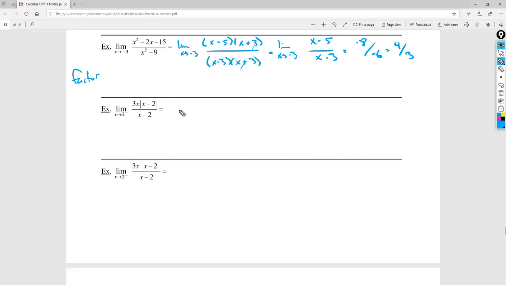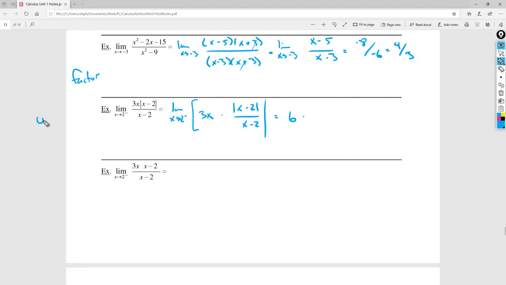Okay, next example, similar to what we did in our last notes. What I want to do is use my limit rules and split this into different functions. So I'm going to consider this as 3x, and my signum function shifted to the right by 2. If we consider this 3x, no issues, I can just plug in 2. So I'll get 6 times. Now I have to consider what's going on with my signum.